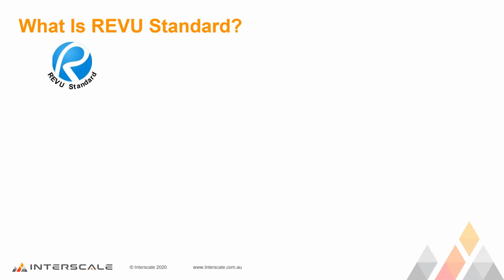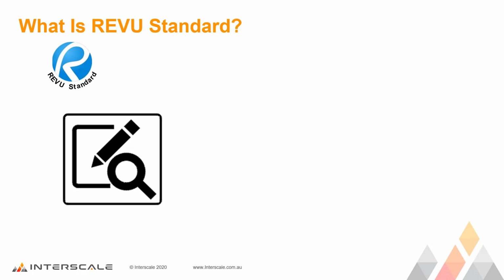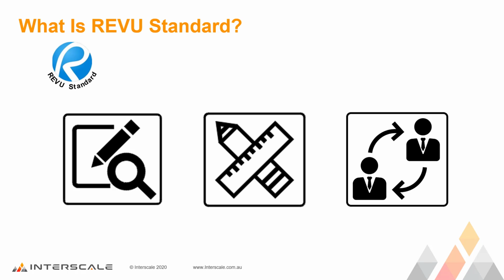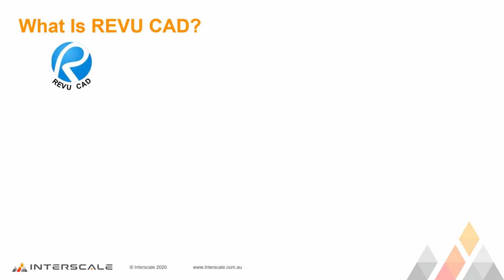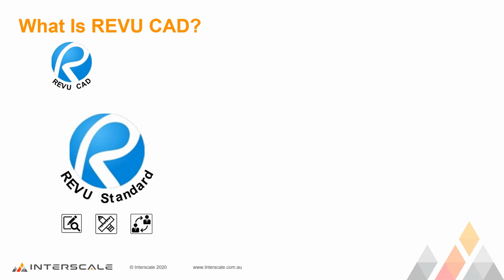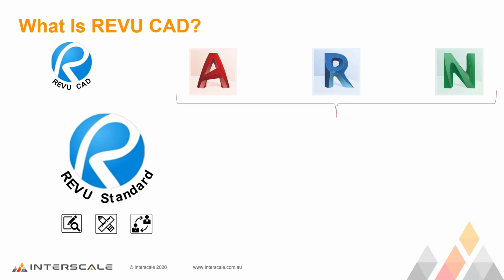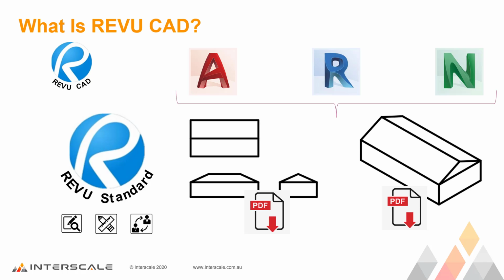REVU Standard is the base tool for all 2D and 3D PDF markups, editing and collaboration. REVU CAD includes everything in the Standard edition, as well as smart plugins for AutoCAD, Revit and Navisworks for 2D and 3D PDF creation. Basically, it's a solution for CAD users.